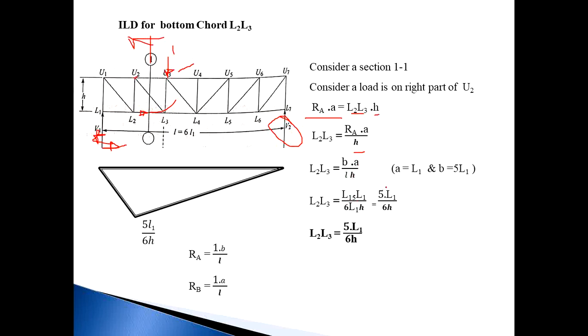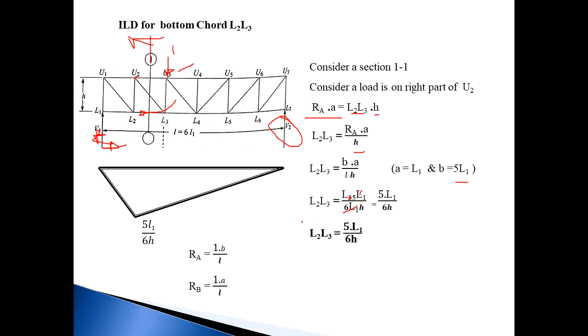So we know the value of A, now I consider load up to U2. So A value becomes U1 to U2, that is L1, and B becomes U2 to U7, that is 5L1, and L is equal to total 6L1. So L2 L3 is equal to B value 5L1, A value L1, divided by 6L1 into H. So L1 L1 get cancelled, the remaining term is 5L1 upon 6H. This is only 5L1, that is not a 1.